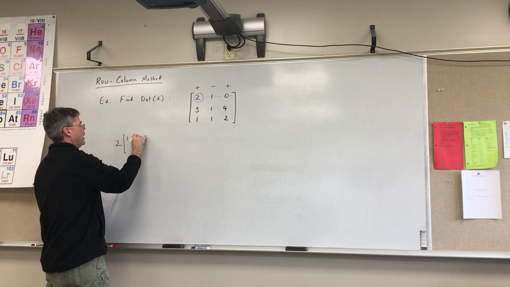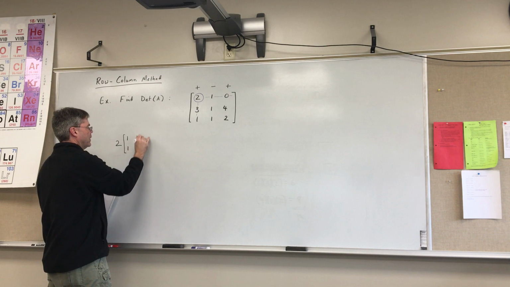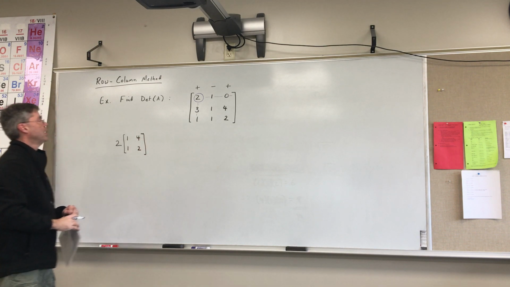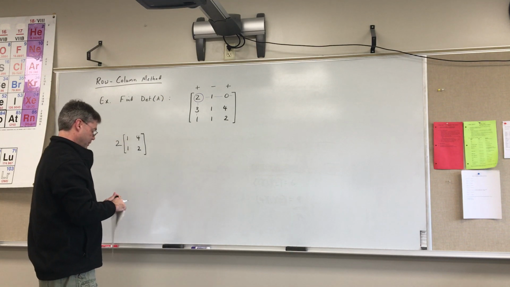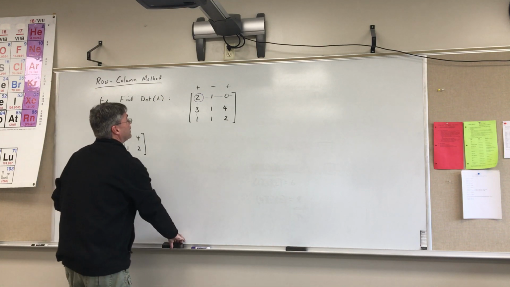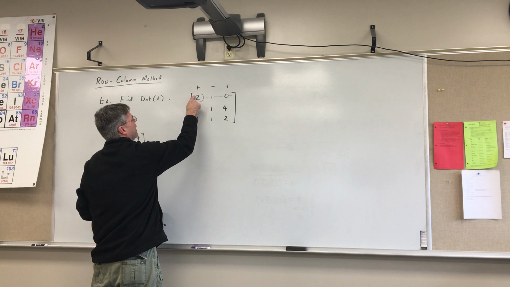Okay, so I'm going to put a scalar out front, 2, times the matrix that is left right here, 1, 4, 1, 2. So that's going to be positive 2, got a plus there.